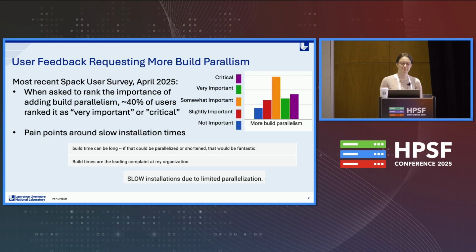As I'm sure you all know, there are some frustrations around performance, and on this most recent Spack user survey, when asked to rank the importance of adding build parallelism, around 40% of users ranked it as very important to them or critical. And when asked to highlight some pain points around slow installation times, they said: build time can be long. If that could be parallelized or shortened, that would be fantastic. And build times are the leading complaint at my organization, and there are slow installations due to limited parallelization. So what's exciting is I did exactly that: we sped up installations by increasing parallelism.